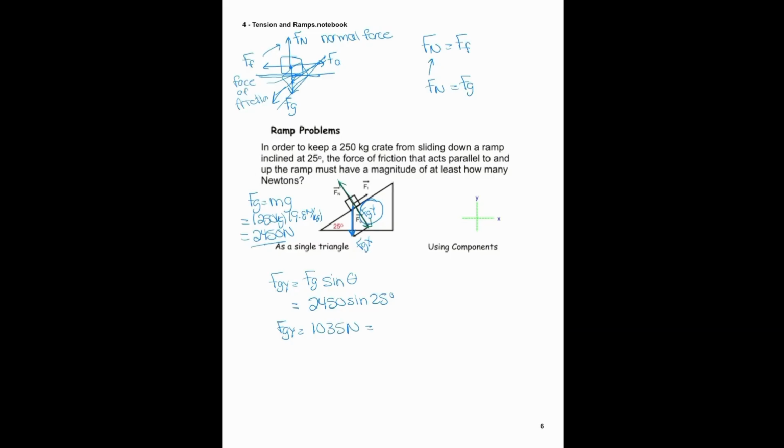I've explained to you that that's also equal to the normal force, and that is the force that you'd need to overcome in order to start the box sliding down the ramp, which means that this force of friction needs to be equal to that. So we need a force of friction of 1,035 newtons to counteract the normal force and the force of gravity to prevent this box from sliding straight down.